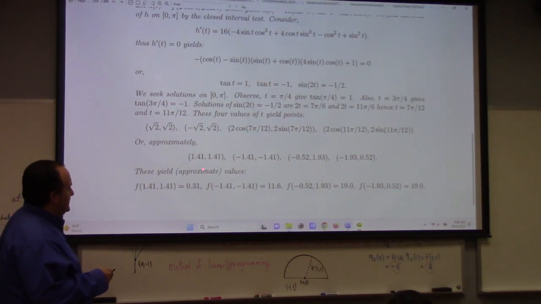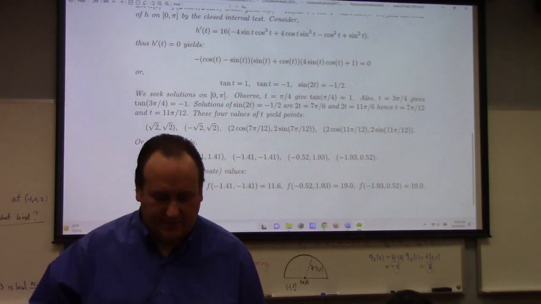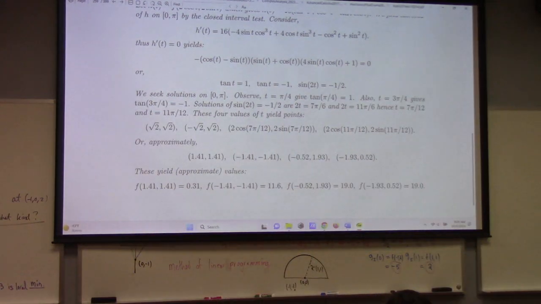And then I plug these into the function, and I get this, that, and that after I take x to the 4th plus y to the 4th. I forget the formula, but I know it's got an x to the fourth and a y to the fourth in it. So I do all that. And then which one's biggest and which one's smallest, I don't know.